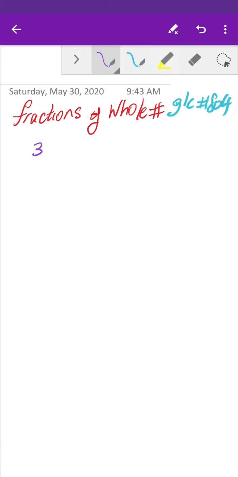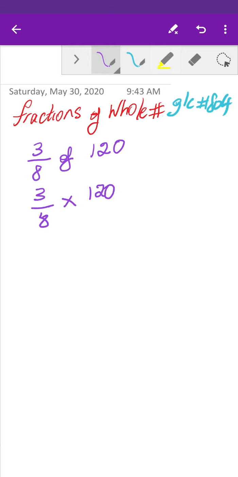So let's say we've got, say, 3/8 of 120, a simple question. Now this is a multiplication, so we've got 3/8 times 120. Now the question wants 3/8. I usually approach this by saying, well, never mind 3/8. What's 1/8? Let's just find 1/8 of 120, and then we'll get 3/8 later.